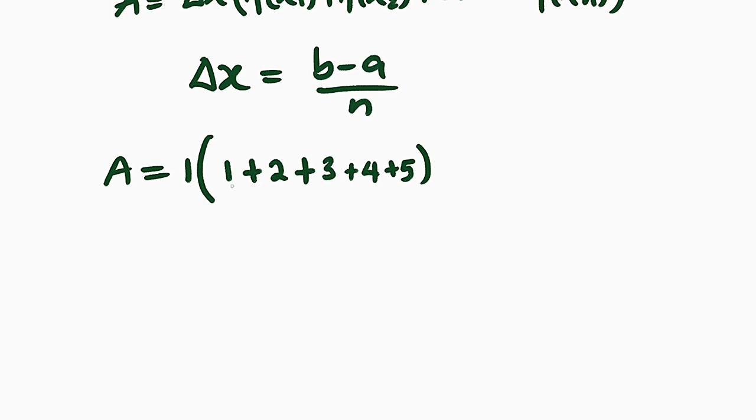So let's compute. This plus this is 3. 3 plus 3 is 6. 6 plus 4 is 10. And 10 plus 5 is 15. Then multiplied by 1 outside. 15 times 1 is still 15. So A is equal to 15.